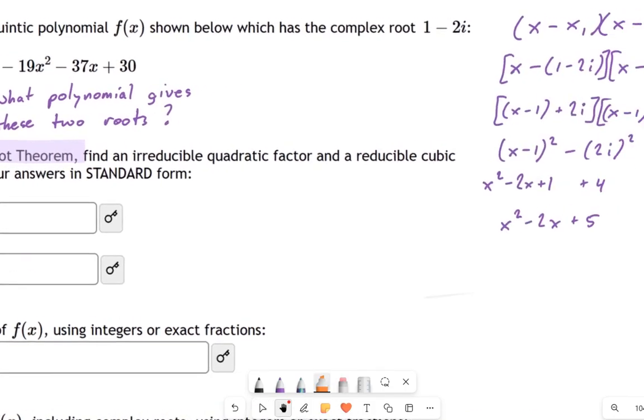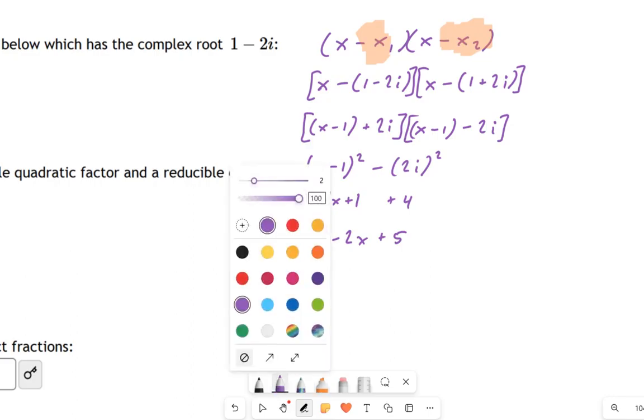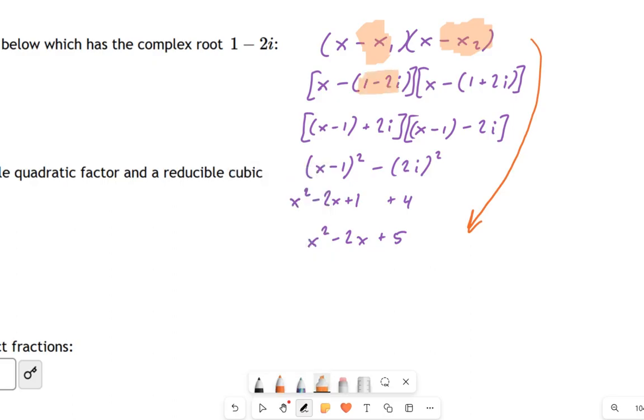What you have to do is come over here and do a little multiplication. Okay, if you notice, I said x minus x1 times x minus x2. That's the polynomial that gives x1 and x2 as roots. And if you look at what I did here, I went through this multiplication process where I started using those roots I was given, 1 minus 2i and 1 plus 2i, and I plugged them in and patiently worked through the algebra until I got this as my answer.